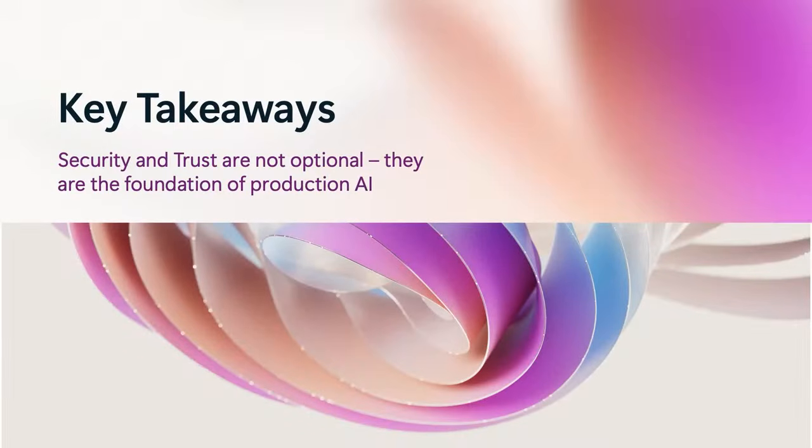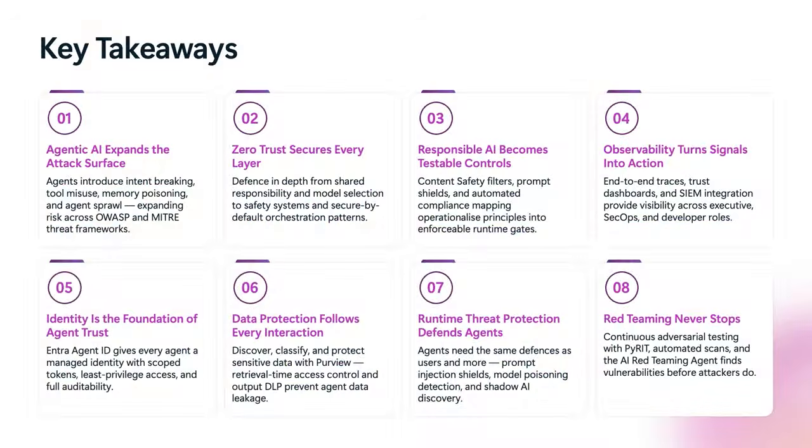Let's wrap up with the key takeaways. Security and trust are not optional. They are the foundation of production AI. Here are the takeaways I will leave you with. First, agentic AI expands the attack surface because agents use tools, memory, autonomy, and often spread quickly across the organization. Second, zero trust still applies, but we need to extend it to agents and AI resources. Third, responsible AI has to become practical controls, not just principles.